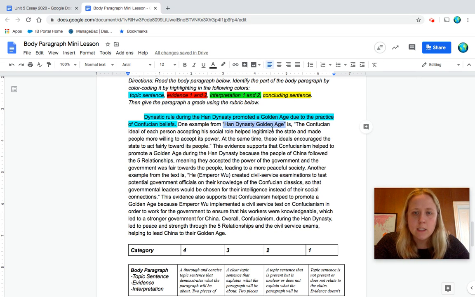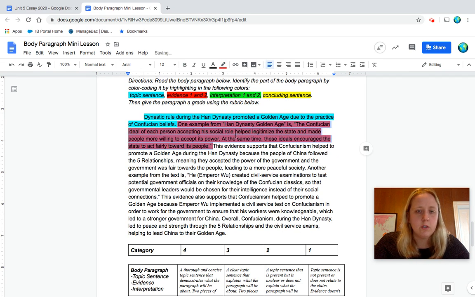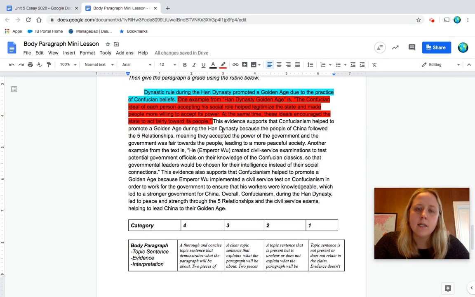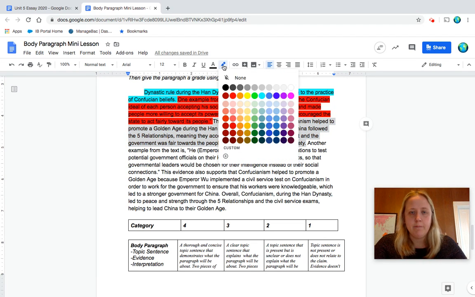Like to see that. "The Confucian ideal of each person accepting his social role helped legitimize the state and made people more willing to accept its power. At the same time, these ideals encouraged the state to act fairly towards its people." Good, direct evidence. This evidence supports that Confucianism helped to promote a golden age during the Han Dynasty because the people of China followed the 5 relationships, meaning they accepted the power of the government and the government was fair towards the people, leading to a more peaceful society.